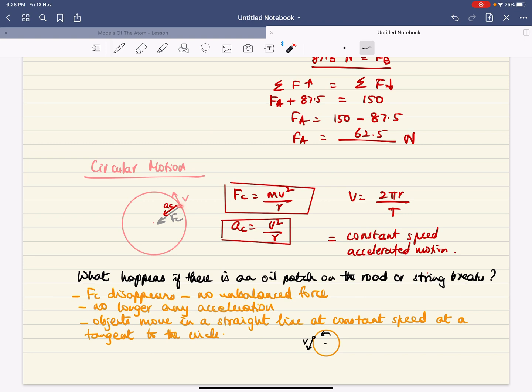So if it is this one here, here's your tangent to the circle. Or if it's this point here, there's your tangent to the circle. So that's all for now.